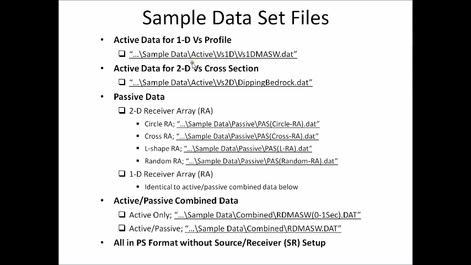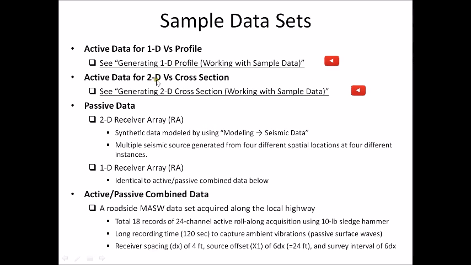And all of these sample datasets are already in PS format without source receiver setup. Active sample datasets to generate 1D and 2D velocity profiles were already demonstrated in these two separate video tutorials, and this particular video tutorial will cover passive and active-passive combined sample datasets.